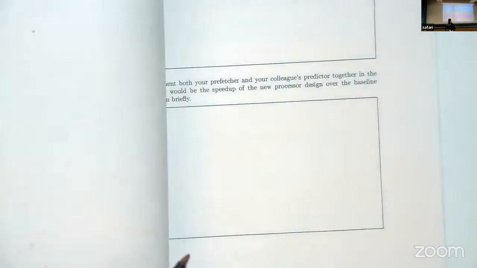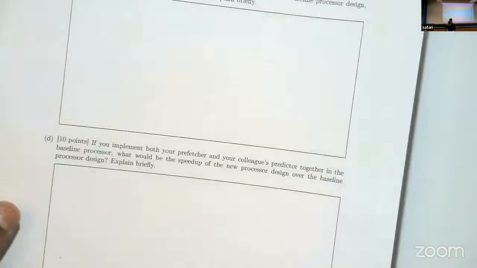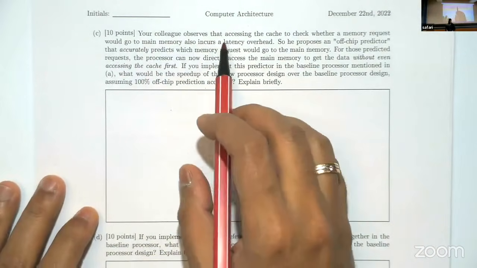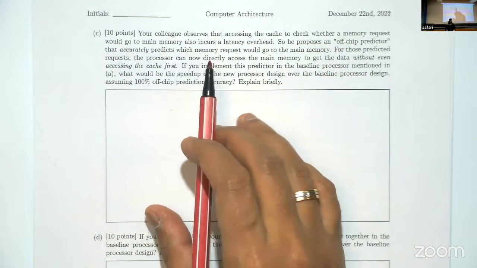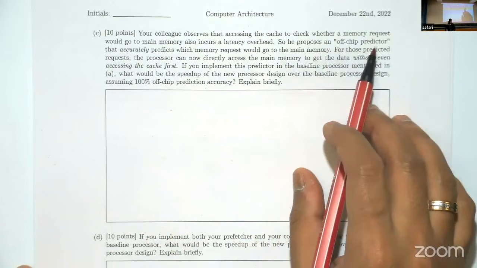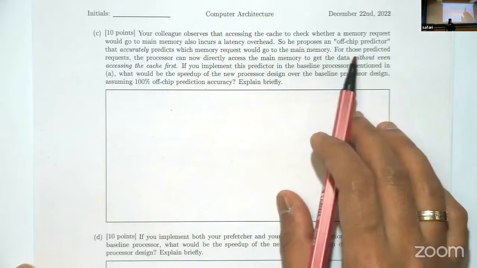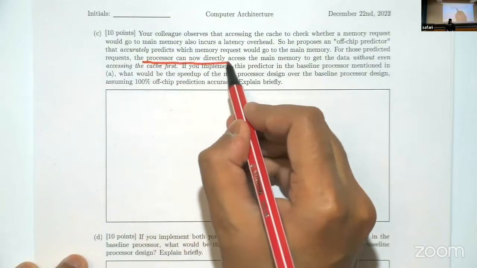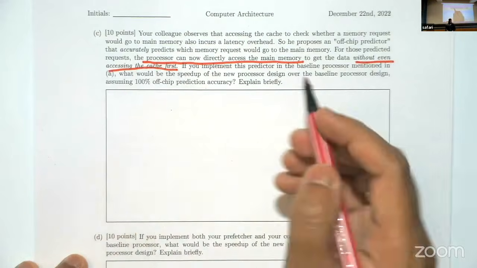Okay. So now let's go to the third question. The third question says, your colleague observes that accessing the cache to check whether a memory request would go to main memory also incurs a latency overhead. So he proposes an off-chip predictor that accurately predicts which memory request would go to the main memory. For those predicted requests, the processor can now directly access the main memory to get the data without even accessing the cache hierarchy first.